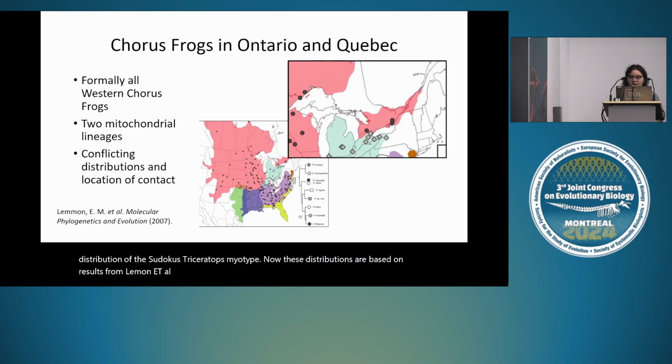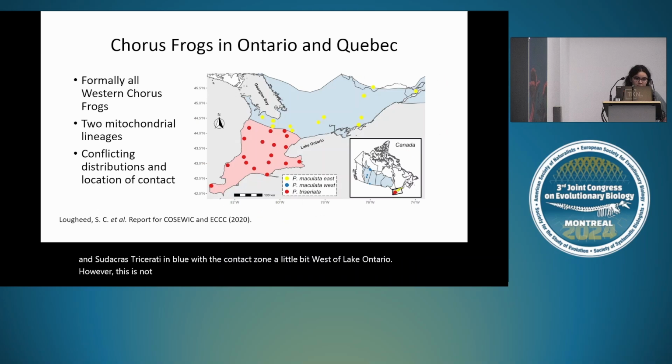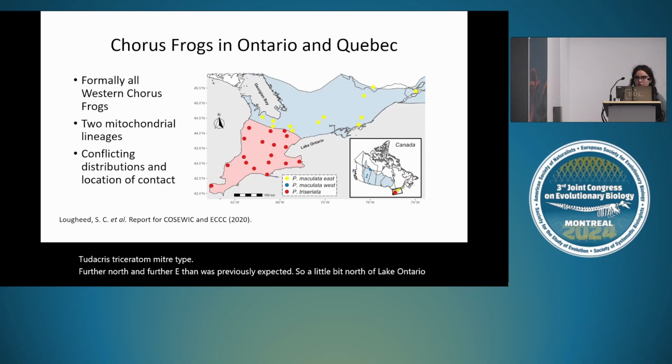Now, these distributions are based on results from Laymon et al. in 2007. So we see Lake Ontario here, Pseudacris maculata in red, and Pseudacris triseriata in blue, with the contact zone a little bit west of Lake Ontario. However, this is not the full story because in 2020, Lockheed et al. found evidence of the Pseudacris triseriata mitotype further north and further east than was previously expected, so a little bit north of Lake Ontario between Toronto and Georgian Bay.